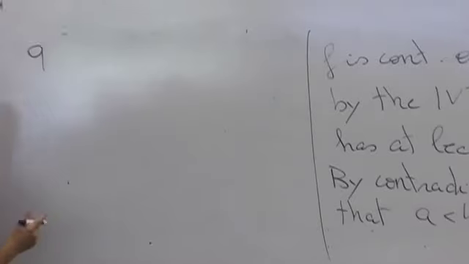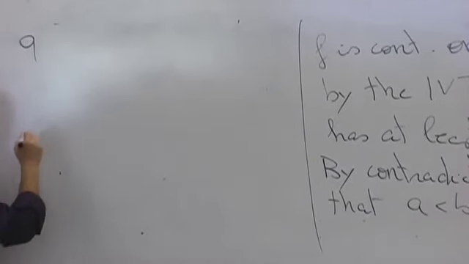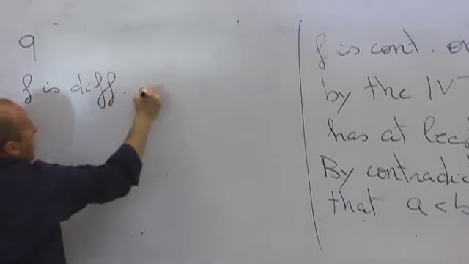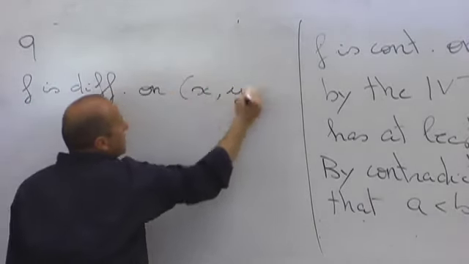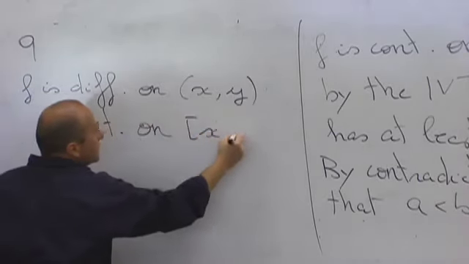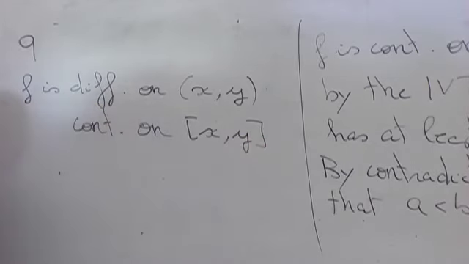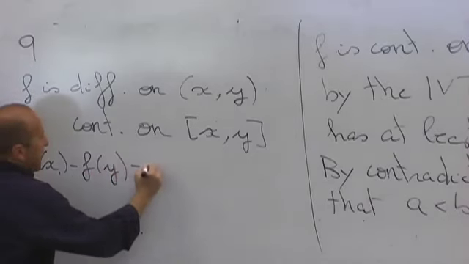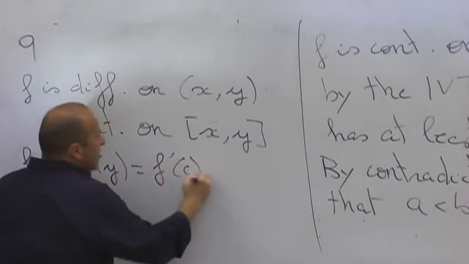So we assume that f is differentiable on I, therefore f is differentiable on (x,y) open and continuous on [x,y] closed, because x and y are in I, and f is differentiable on I. So we can say that f of x minus f of y is going to be f prime of c times x minus y.